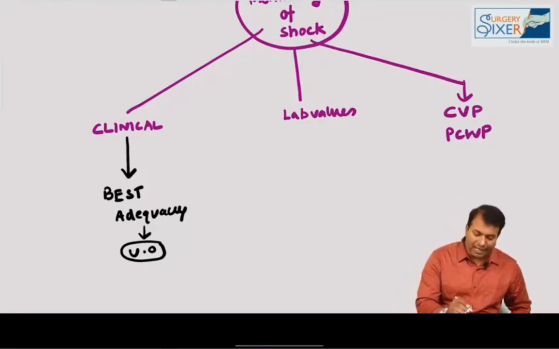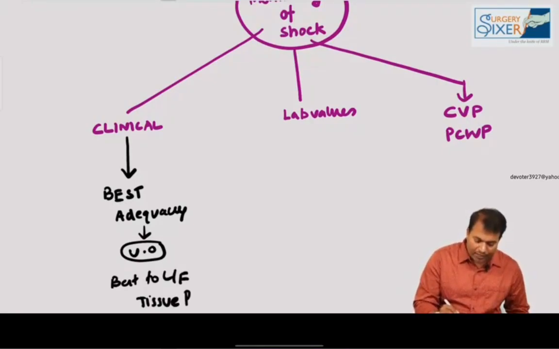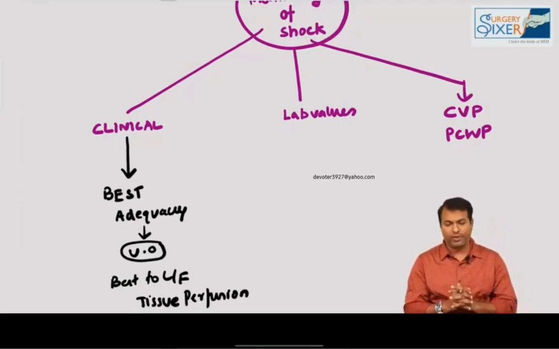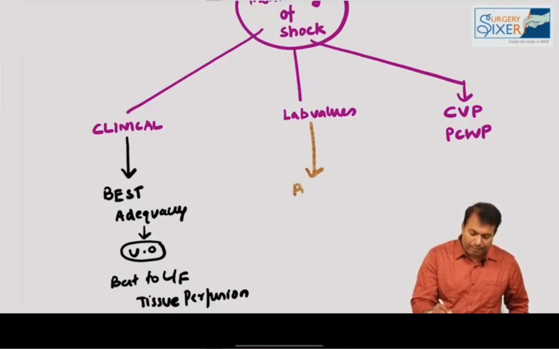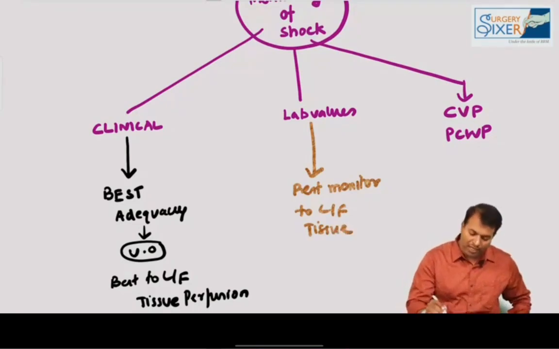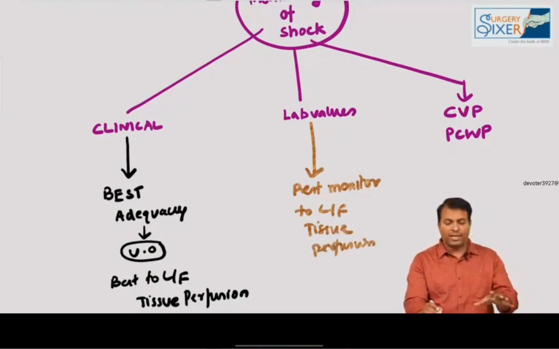And the best clinical parameter to look for tissue perfusion is also urine output. For tissue perfusion, the clinical parameter is urine output. And for your confusion, there is another question. Best monitor to look for tissue perfusion. The question is not asking for a clinical monitor. They are asking for the best monitor or a lab value for tissue perfusion.